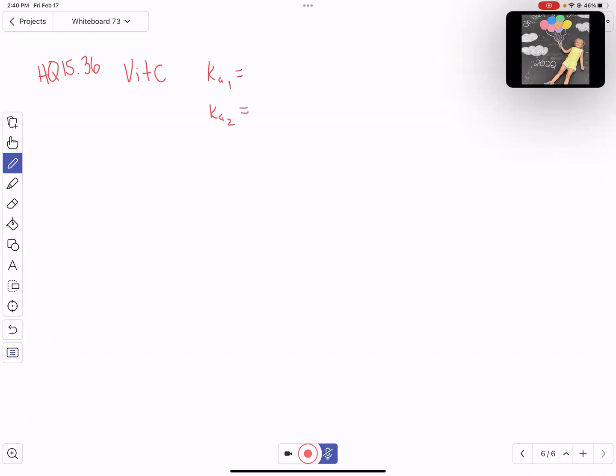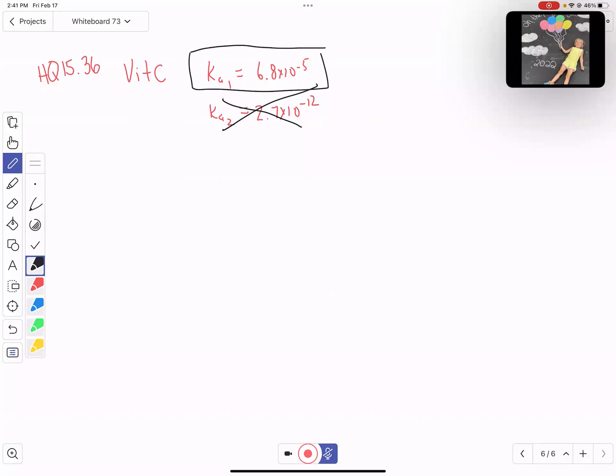the first ionization is 6.8 times 10 to the minus 5. The second ionization is 2.7 times 10 to the minus 12. Basically, the second ionization of vitamin C is so small that the concentration we're going to get from that we can ignore. We can ignore the second Ka value and just focus on the first Ka value for that vitamin C. And then we're told we're looking for the pH of this solution when we dissolve.